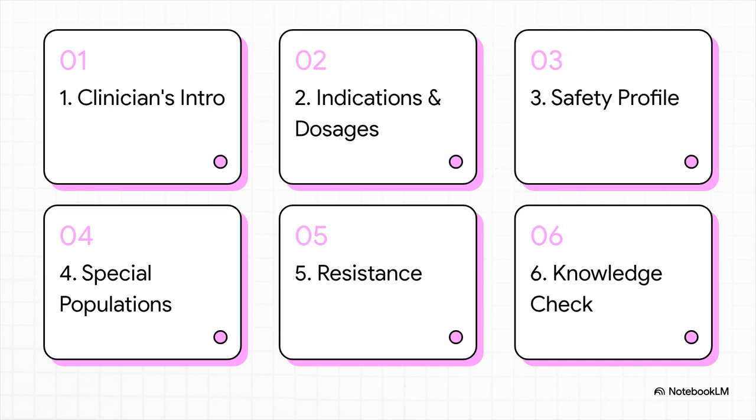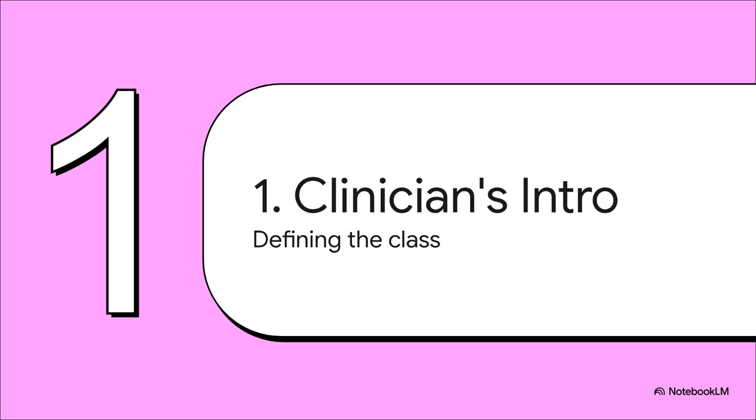We've got 6 sections. We'll start with a quick introduction, then get into the nitty-gritty of indications and safety. After that, we'll cover special populations, tackle the huge topic of resistance, and then we'll wrap it all up with a quick knowledge check to make sure it all sticks. Okay, let's jump right into section 1.